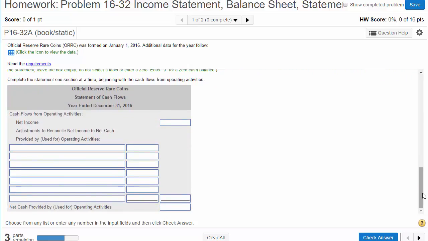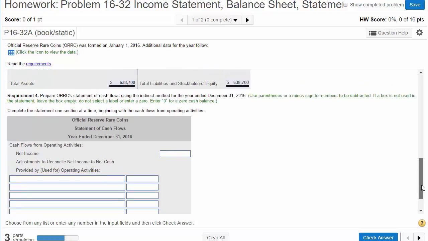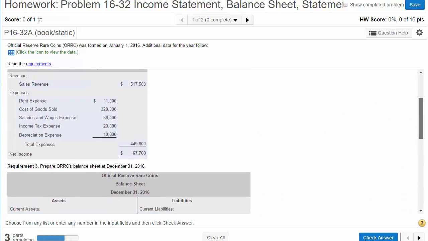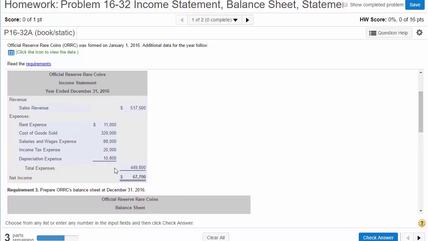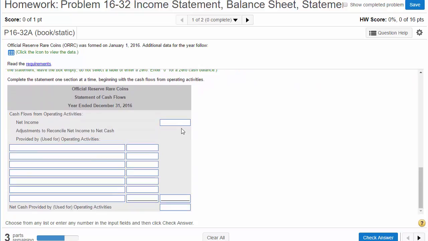Now we can create our statement of cash flows. So remember, the statement of cash flows starts with net income. So to find our net income, if we forgot what the number was, and I did forget it, just scroll back up here, income statement: 67,700. And to remind you what goes into the operating section, this is the operating section that we're working on.